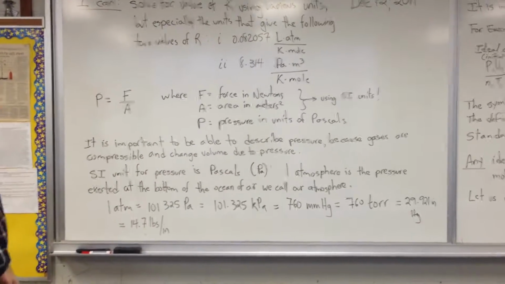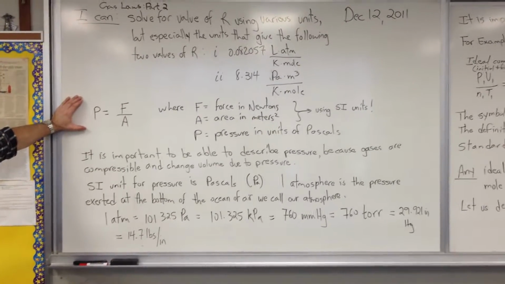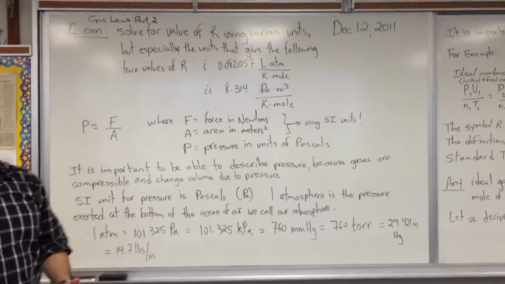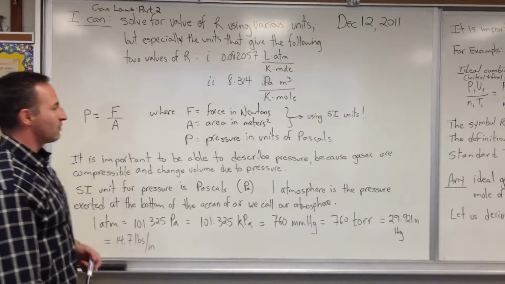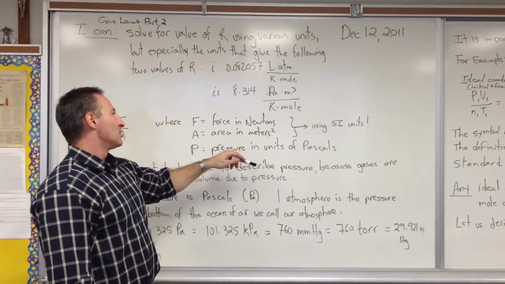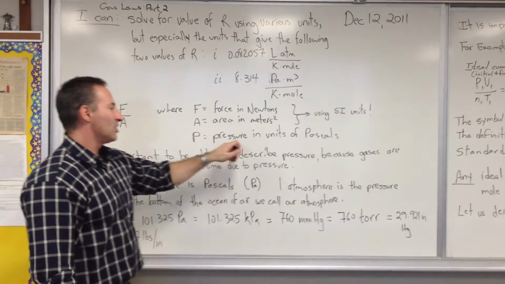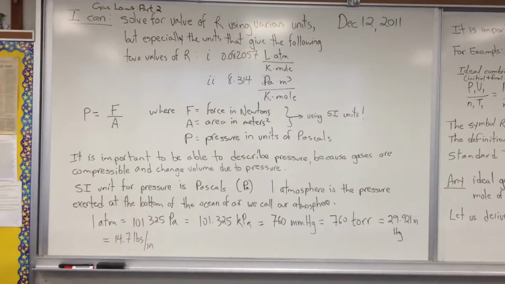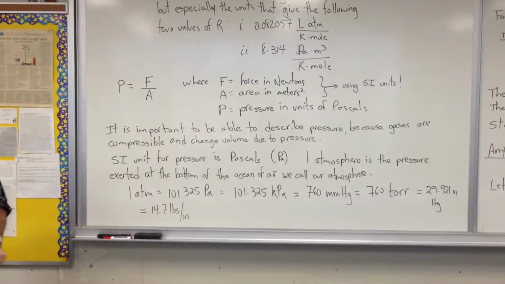Just to recap then, pressure is a function of force over area. Anytime you want to describe pressure, you would use force over area. In SI, the units for force and area are newtons over meters squared. When you have newtons per meter squared, that's called a pascal. So the pressure is in units of pascals when you're using SI. It's important to be able to describe pressure because gases are compressible and can change volume due to pressure.